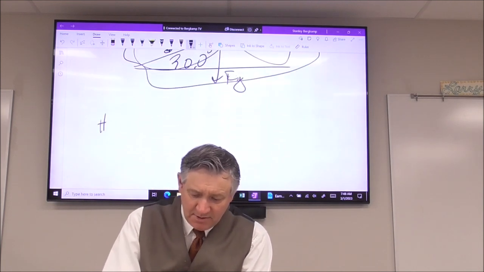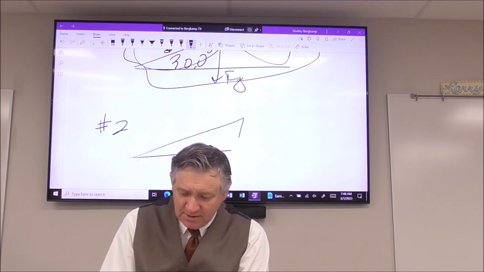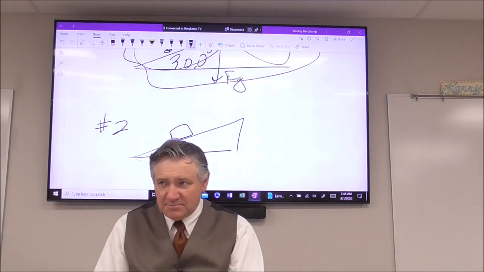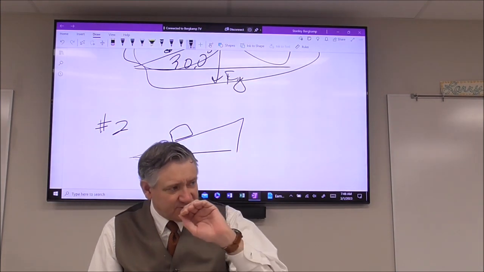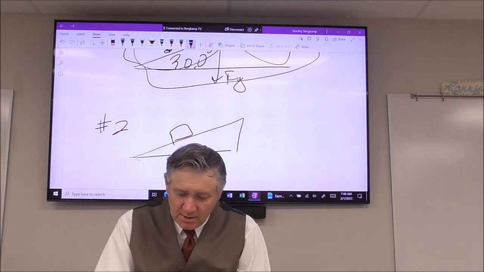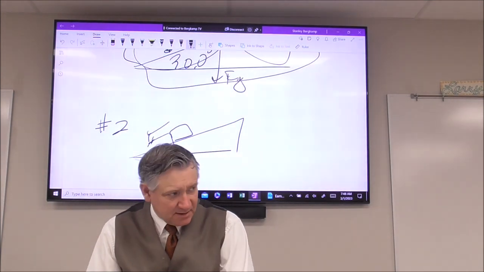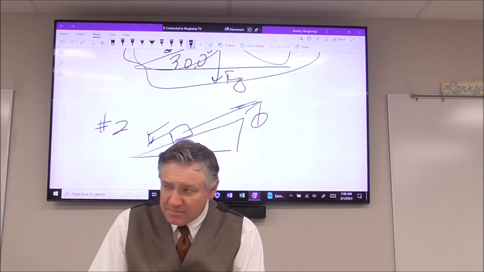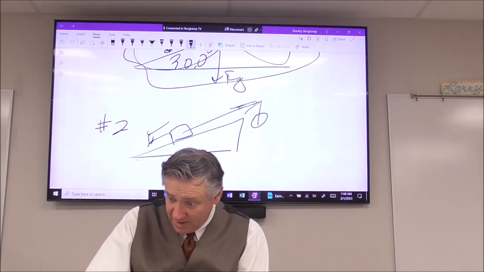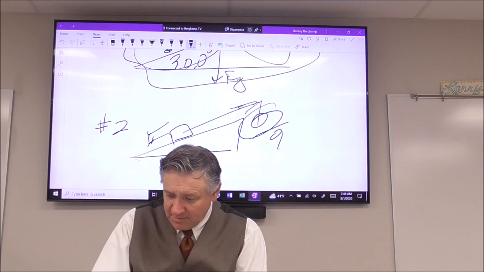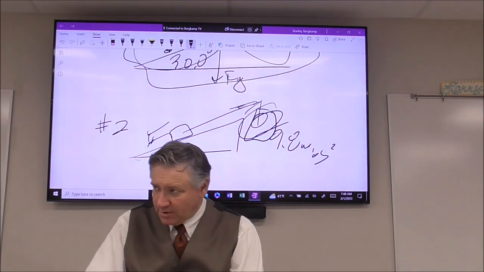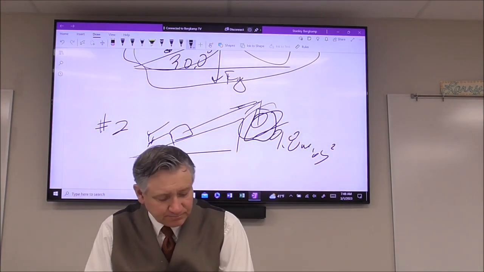So here's the basic idea. On number 2, you're going to work it just like you did number 1. It's the exact same process. Find your force friction, find your force parallel. Those 2 forces are acting down the inclined plane. Find how much force it takes to pull it up. Find that value, and then divide that by 9.8 meters per second squared to get the actual mass that you would suspend from the end of that pulley to drag that thing up.